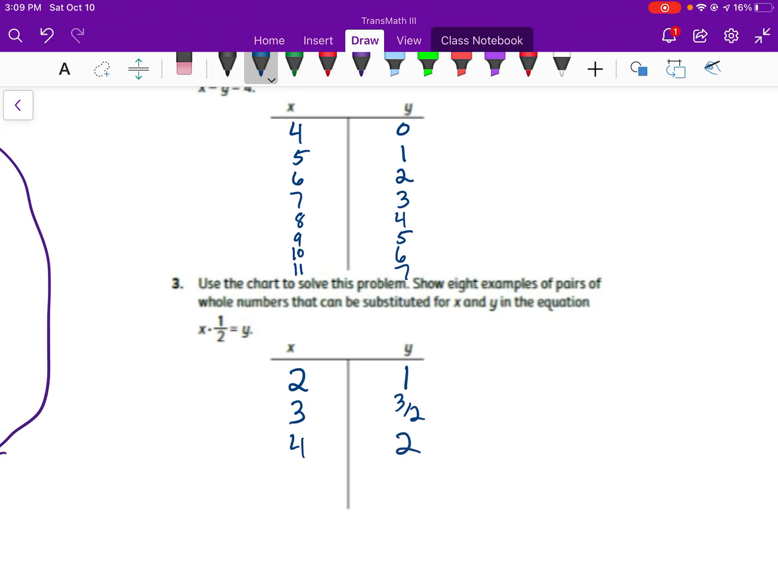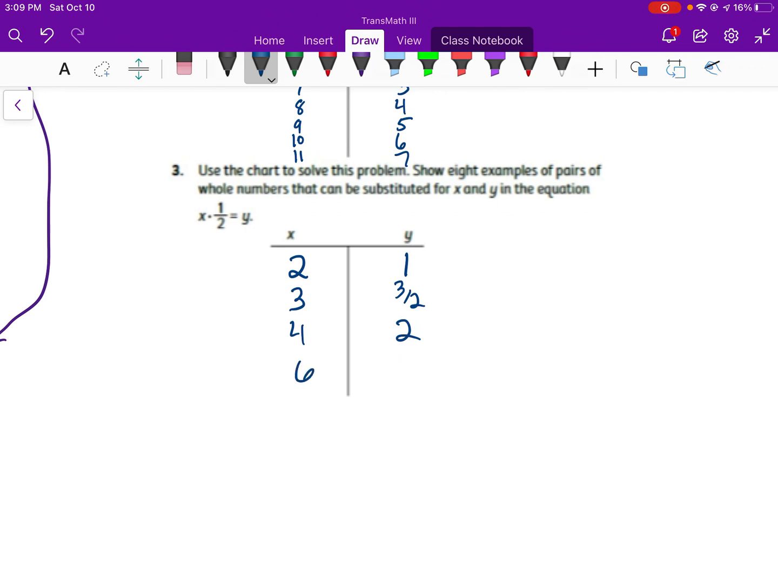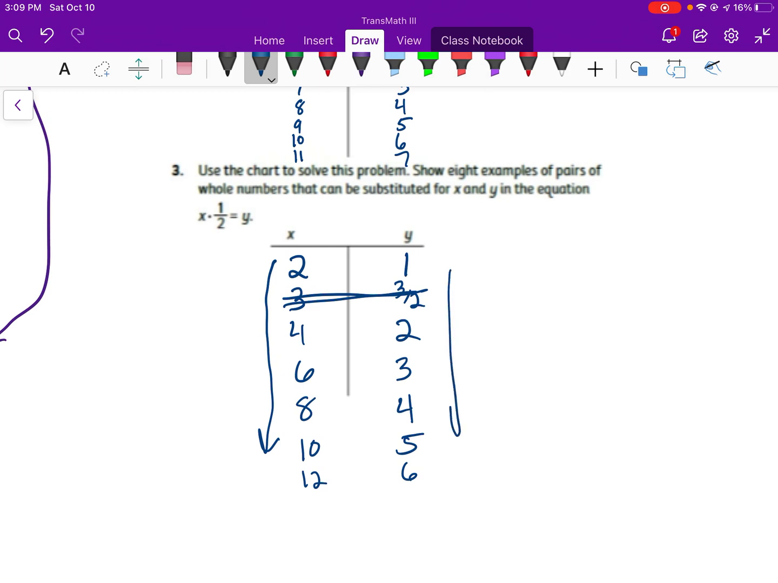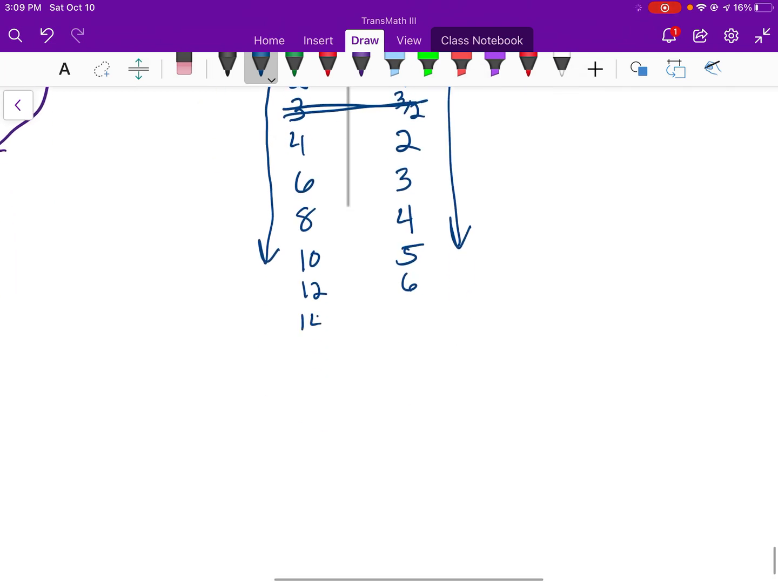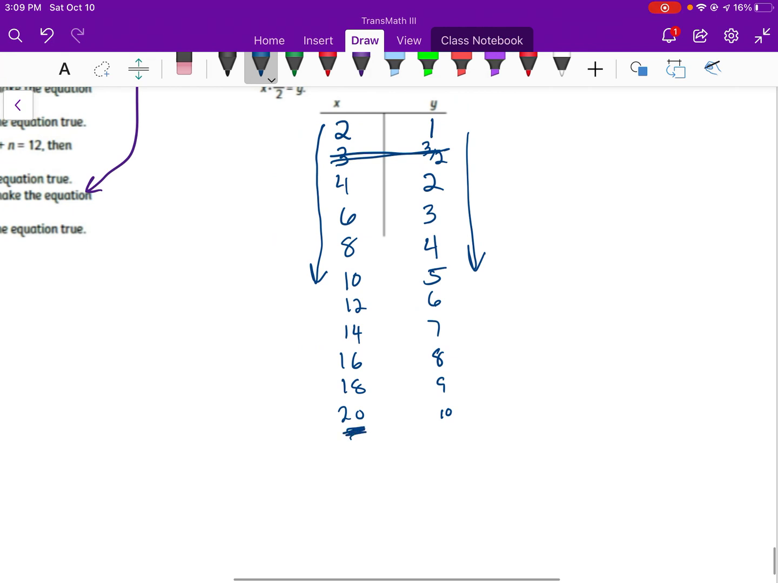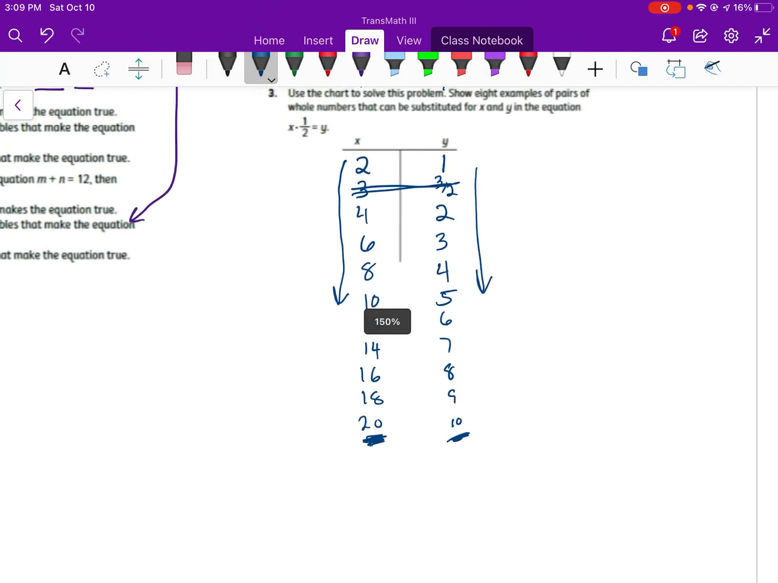Okay, so in this case, it's actually going to be easier if we just used our even numbers. Okay, 6 times 1/2 is 3. 8, 4, 10, 5, 12, 6. So if you're going to notice, if we just eliminated that 3 halves one, okay, we're going up by 2's here, and then up by 1's here. So we can just continue with that list. 14, 16, 18, 20. Okay, this would be 7, 8, 9, 10. Okay, this value, the x value, and then the y value should be half of the x value.